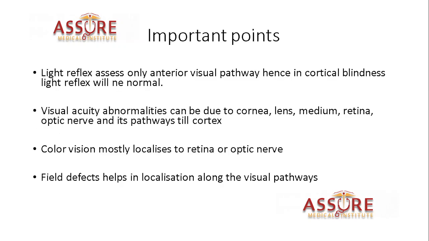Important points here: light reflex assesses only the anterior visual pathway. Hence, in cortical blindness, the light reflex will be normal. Visual acuity abnormalities can be due to the cornea, lens, the media, the retina, the optic nerve, and its pathway till the cortex, so it is pretty non-specific. Color vision mostly localizes to the retina and optic nerve, and the field defects help in localization along the visual pathways. These are the important points to look for in our examination, and for us to localize and pick up things, the color vision and field defects will help very much.